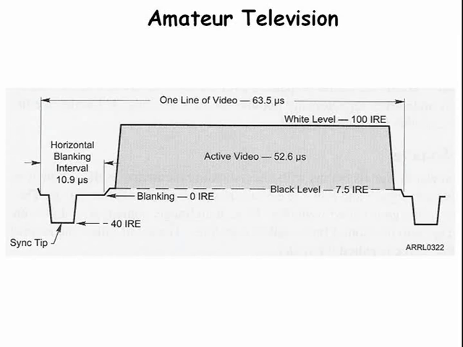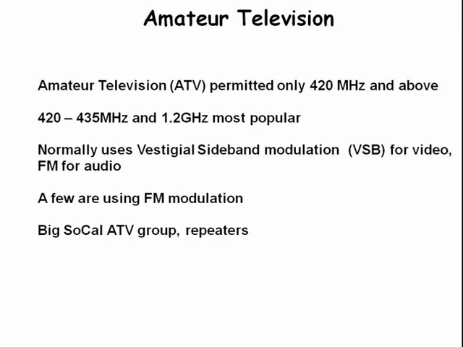This is what one video line of an RS-170 monochrome waveform looks like. A full NTSC frame would consist of 525 lines such as this. Amateur television is only permitted at or above 420 MHz because of its wide bandwidth requirement. 420 to 435 MHz and 1.2 GHz are the most popular.